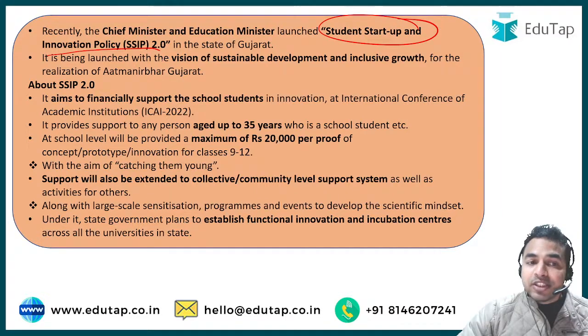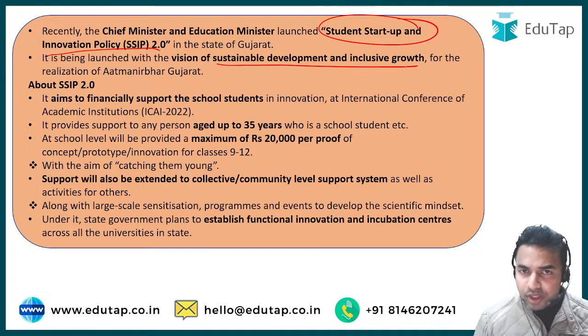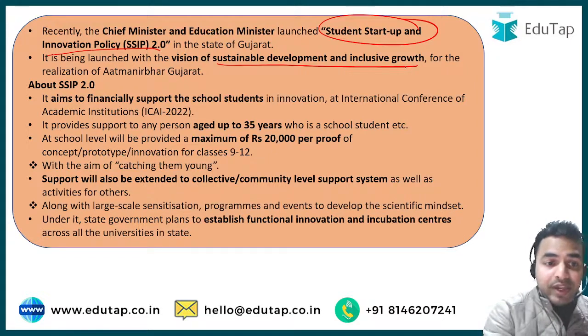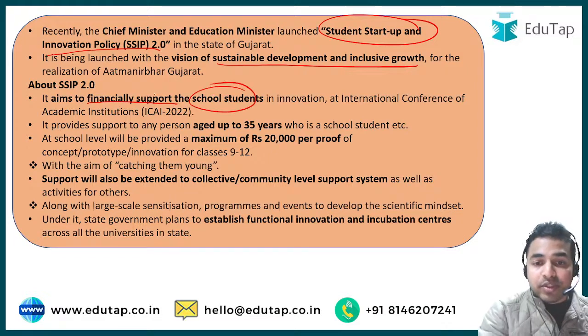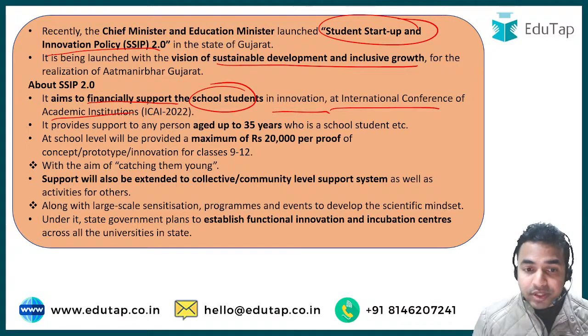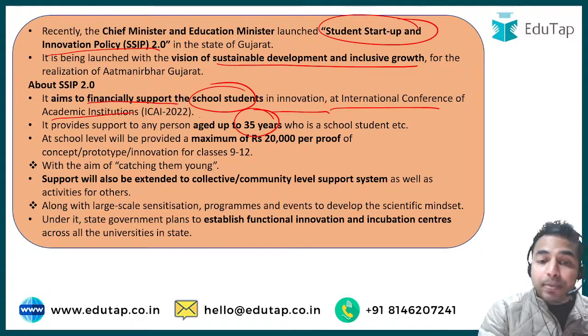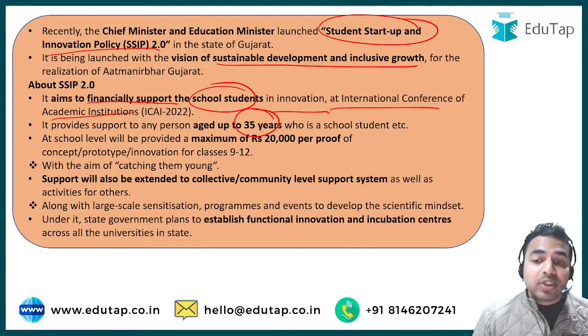Okay, and this is being launched with a vision of sustainable development and inclusive growth. And what exactly is the aim of this particular policy? It is to financially support school students in innovation at international conferences of academic institutions, and it is going to provide support to any person who is aged up to 35 years and is a school student.